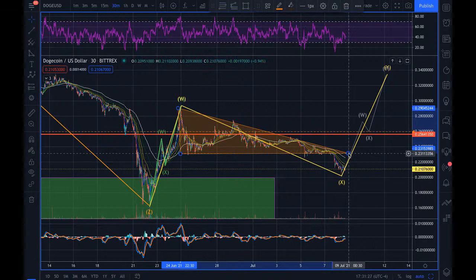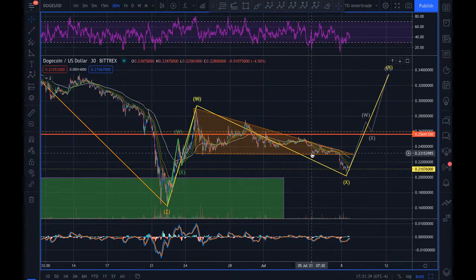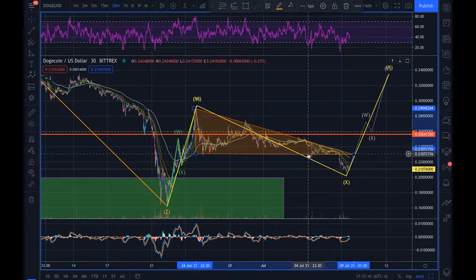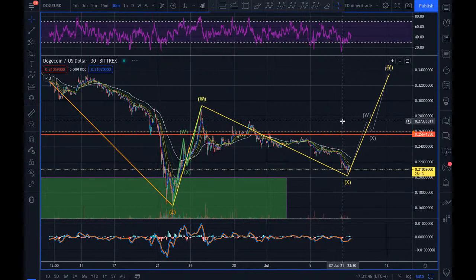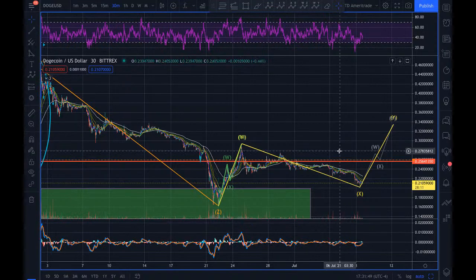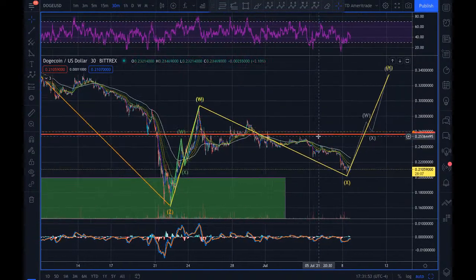And it poked out of the bottom of the triangle. So I deleted the triangle, but I still think we're heading up for the short term only. I'm not a permanent bull that just blindly thinks someone's going to tweet and we're going to make money.